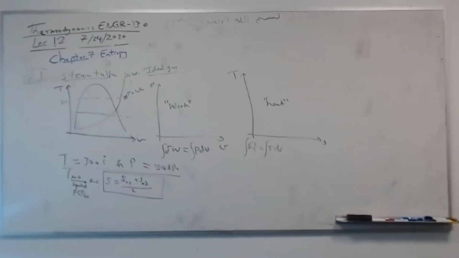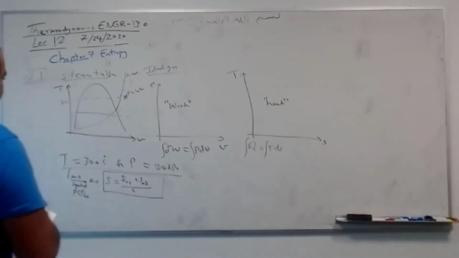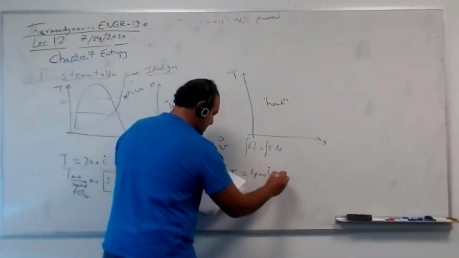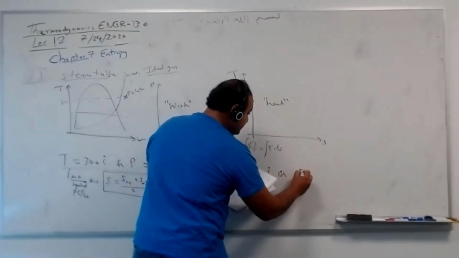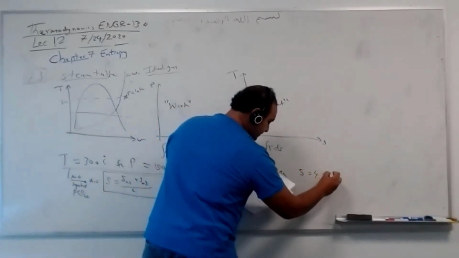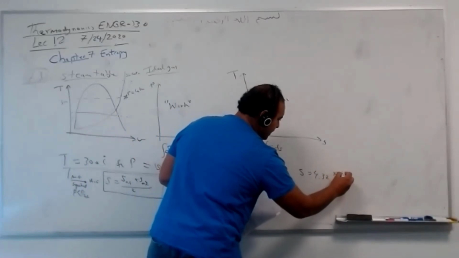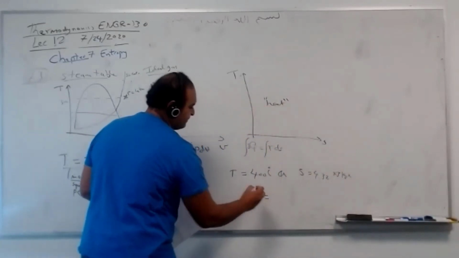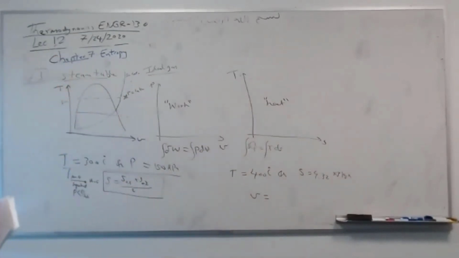Okay, let's take another one. Let's say you have temperature 400 Celsius and entropy 4.32. Sometimes in some problems you have entropy and need to find, for example, the specific volume. So let's start with table A4. This is still water. Go to table A4 because temperature is input. If it's pressure, go to table A5.